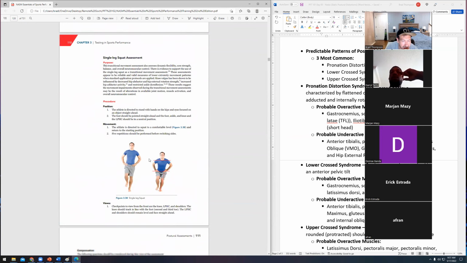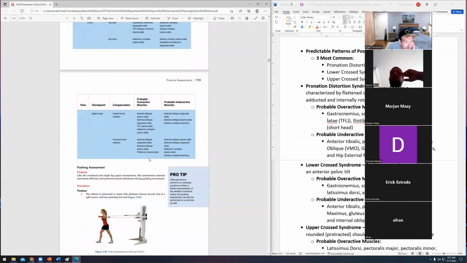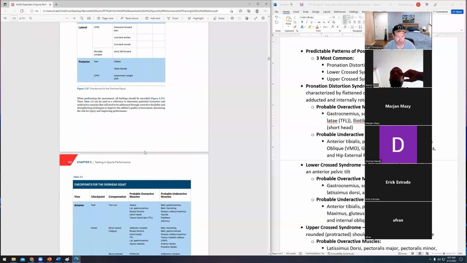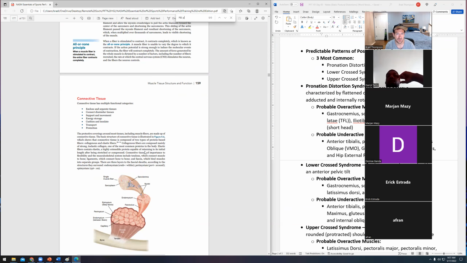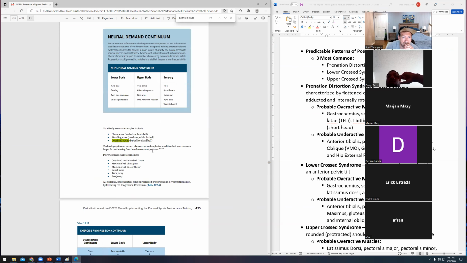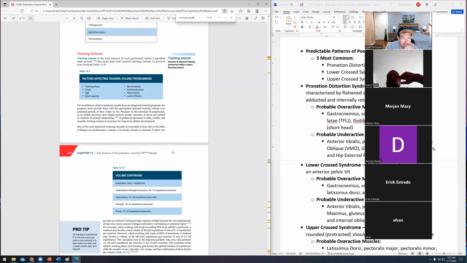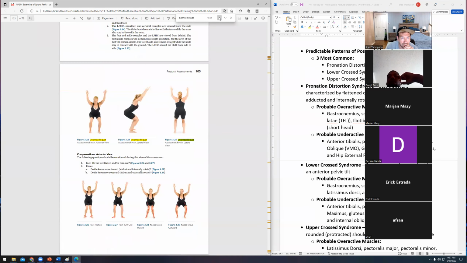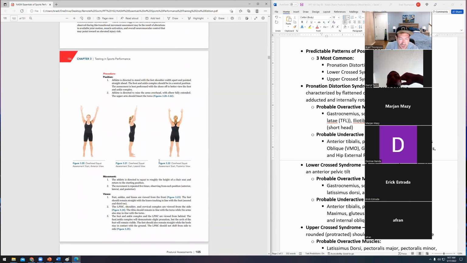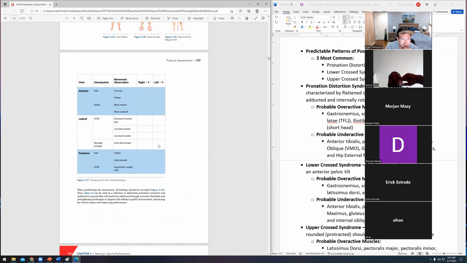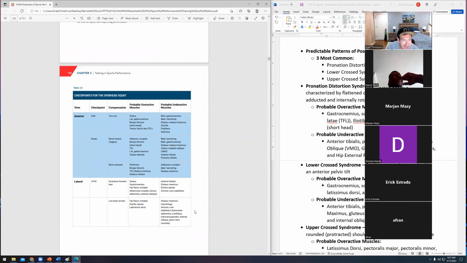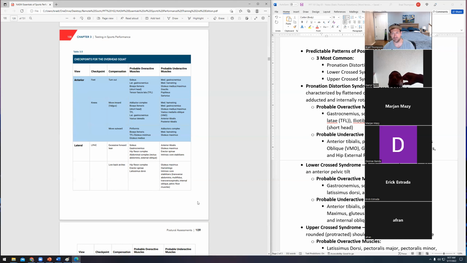So they do go straight to the squat version rather than the static version. So they're going to go straight to the overhead squat. So you're going to look at the feet turnout, knees cave in solution. That will be right on page 108 of the sports book.